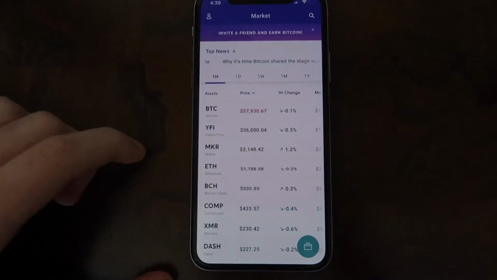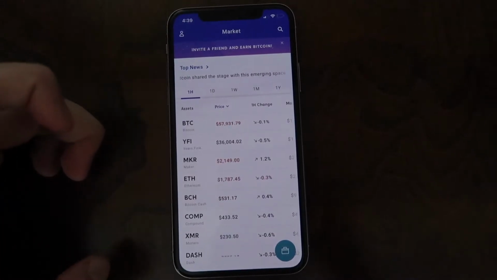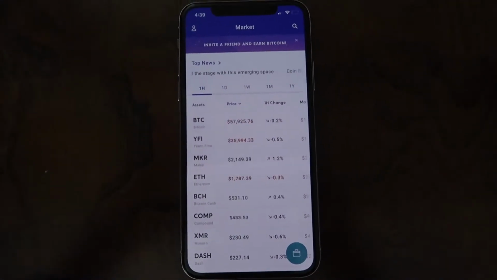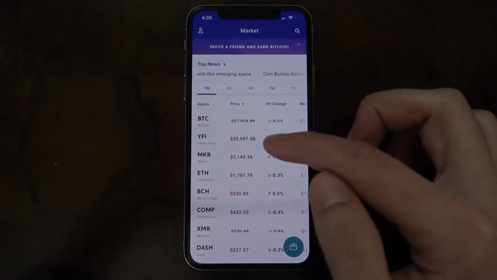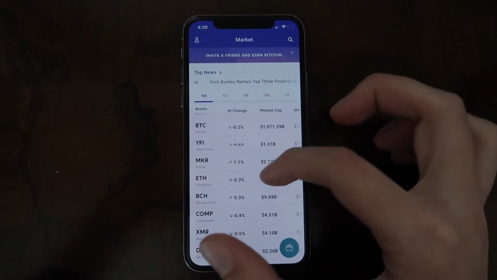So let's start from scratch. As you guys see here, Bitcoin is at the very top, selling at about $57,000 for one Bitcoin. And as you see, all the other currencies go down in price. So let's just go ahead and search some of these and see how to do that.